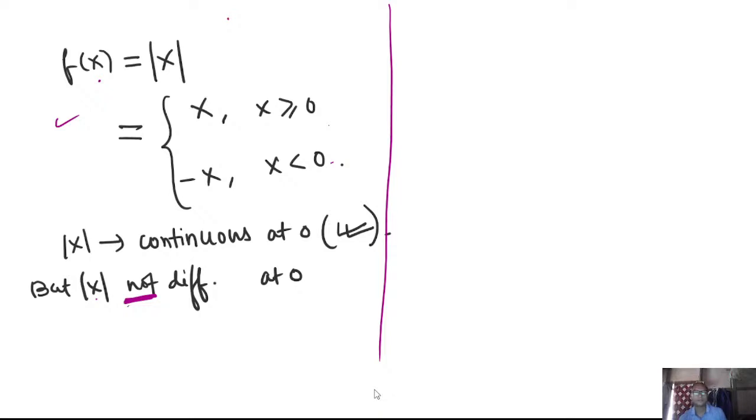Okay, for other competition exams there is a shortcut. Do you want the shortcut of how to check whether the function is differentiable at some point or not? Yeah, so this is very important. Okay, this is for your competition exam.